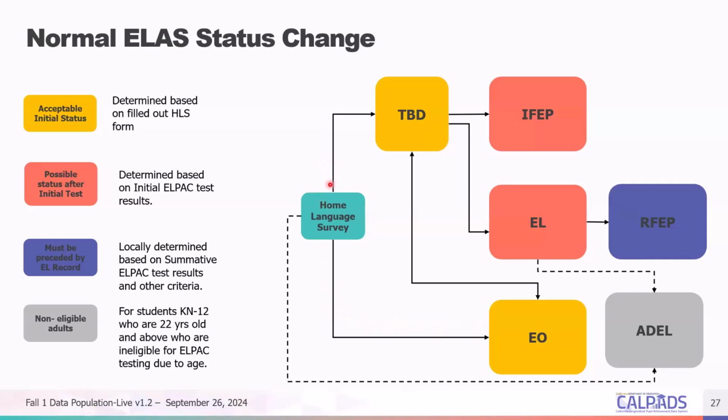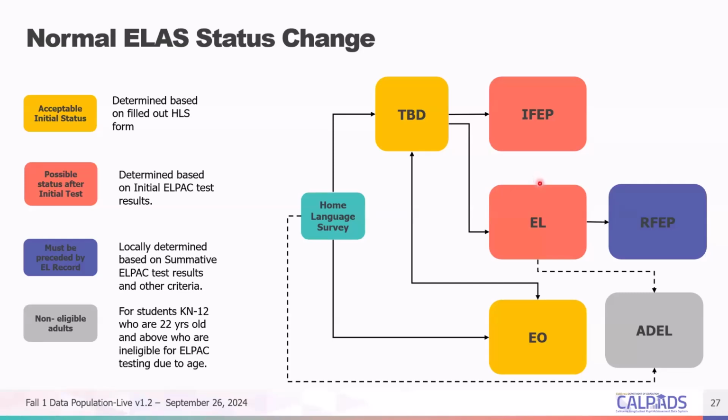If the home language survey indicates a primary language other than English or American Sign Language, the student will be given an ELAS of TBD until they're given the initial LPAC assessment. Students may only remain in TBD status for 30 days. If a student is TBD and takes the initial LPAC assessment, the results will place them in one of two statuses. If the initial LPAC indicates the student is English proficient, they'll be placed in IFEP status. And if the initial LPAC indicates a lack of clearly defined English language skills, the student will be placed in EL or English learner status.